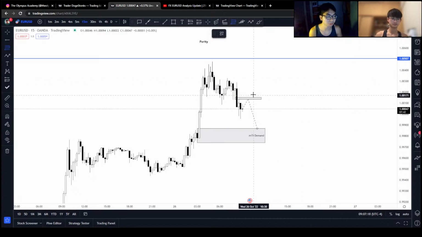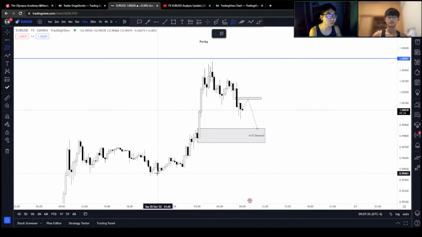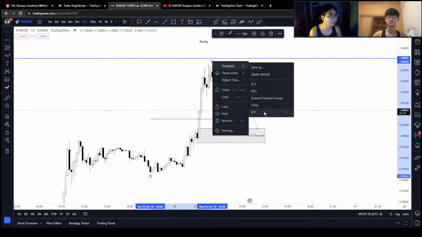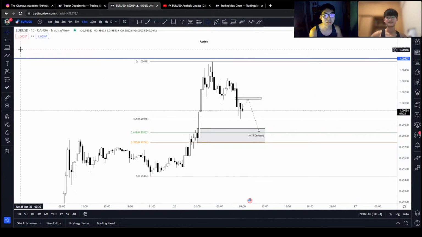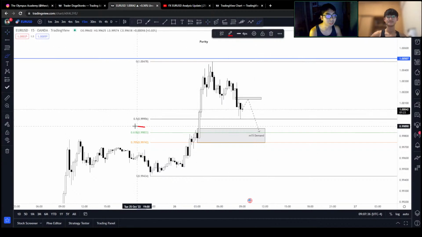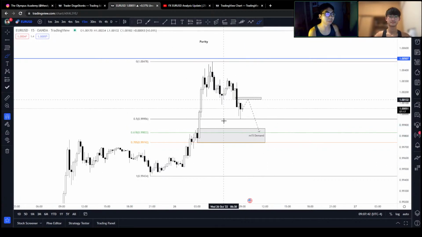Also, maybe to add some confluence and confidence to our idea on the M15 demand zone, maybe we can draw out a Fibonacci line and check. And yeah, we have a 61.8% Fibonacci line lying right in our M15 demand zone, adding confluence to our point of interest.